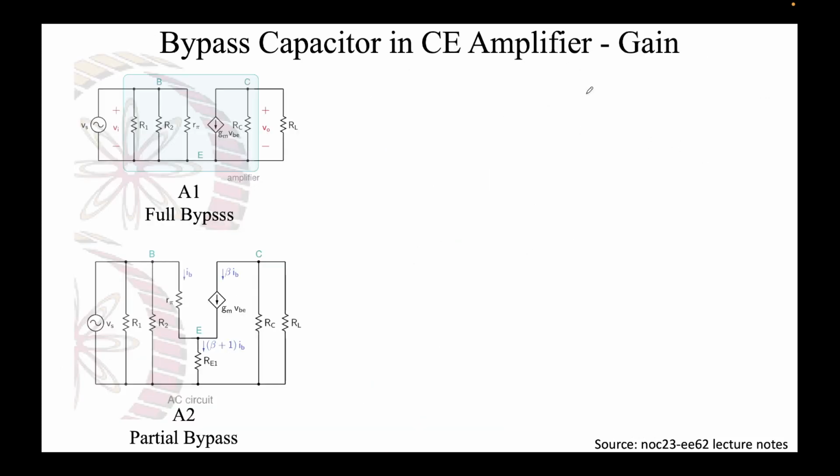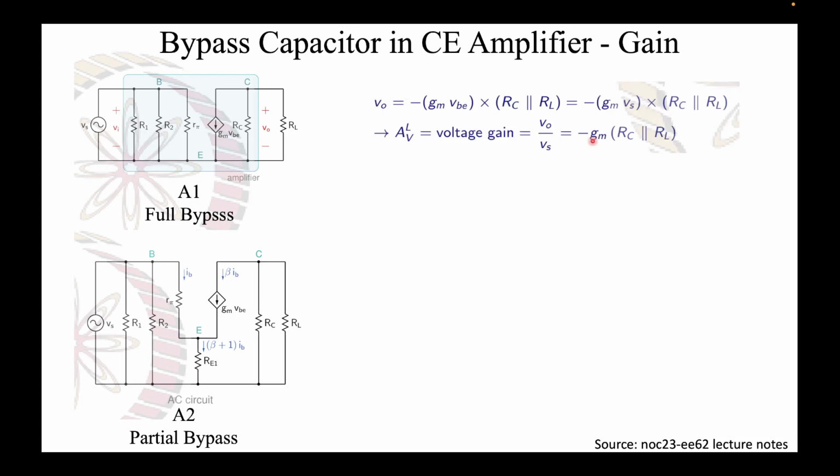Okay, so in this case, first let's talk about gain. How does the gain of these two amplifiers differ, and does it differ? So we know the gain expression is minus gm vb, RC parallel RL, right? And VBE, the voltage across base and emitter, is nothing but Vs over here. So I can simply write it as minus gm Vs, RC parallel RL, and the open loop voltage gain, which is given by V0 by Vs, is simply minus gm RC parallel RL.